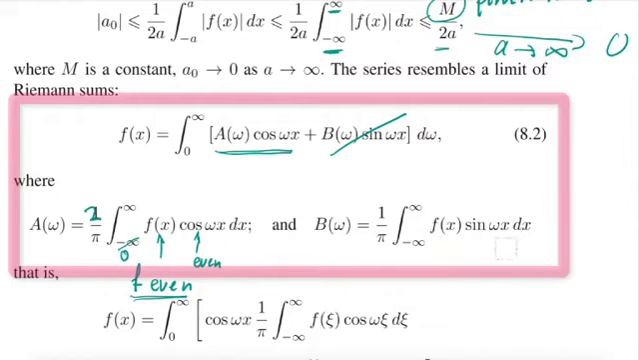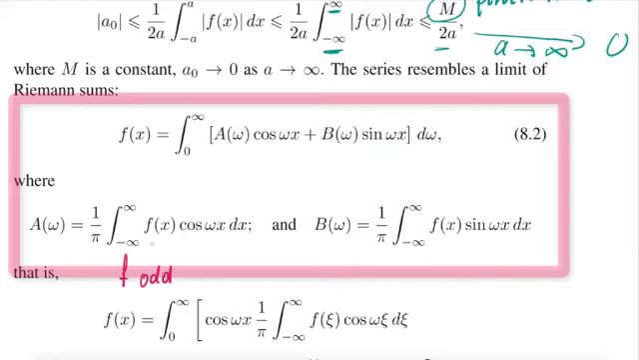What happens if f is odd? Then f would be odd in the coefficient A. Cosine is even. Together it's an odd function. Integrated from minus to plus infinity is 0. The first term is gone and we get a pure sine integral. So f odd means we get a sine integral. Keep that in mind.